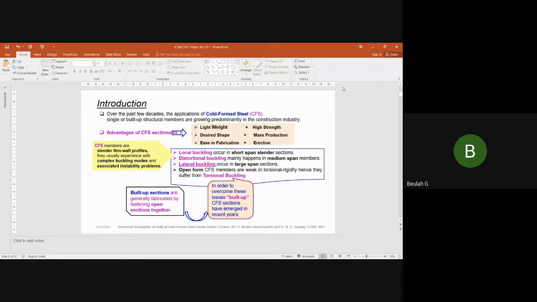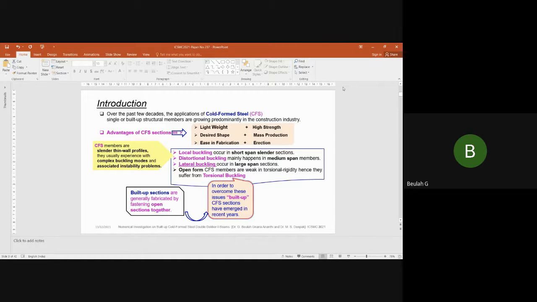The main advantage of the built-up open sections and the closed sections is that the closed sections can easily tolerate the torsional buckling mode, whereas the open built-up sections can carry more loads. It depends on whether it's a flexural member or a compression member. The nature of the behavior differs.